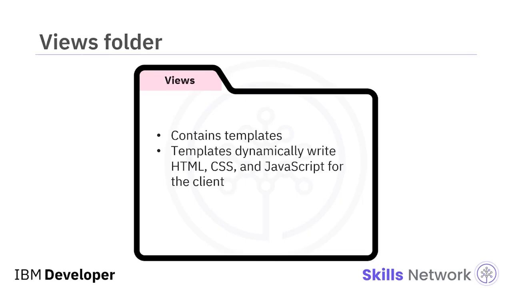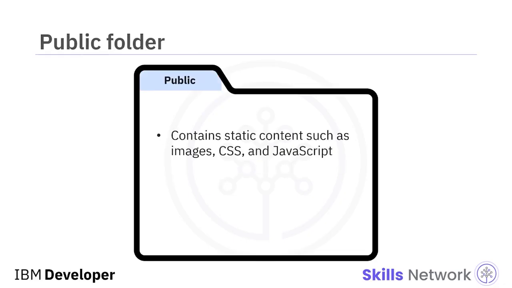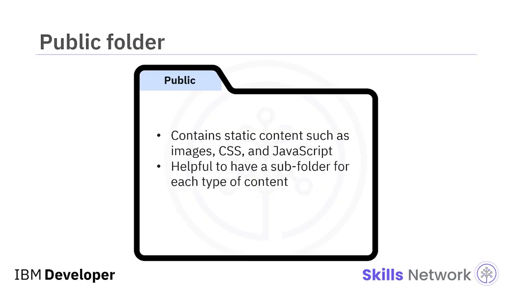A template dynamically writes HTML, CSS, and JavaScript to send back to the client, and this approach makes it easier to generate user-specific user interfaces. And the public folder will contain all static content, such as images, CSS, and JavaScript. It is often helpful to have a subfolder for each type of content.